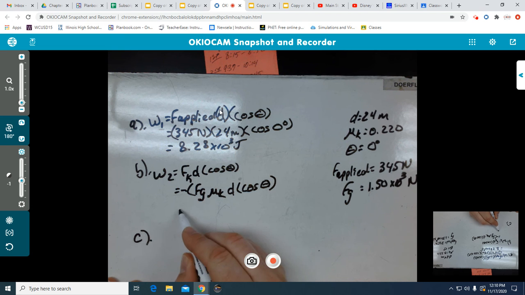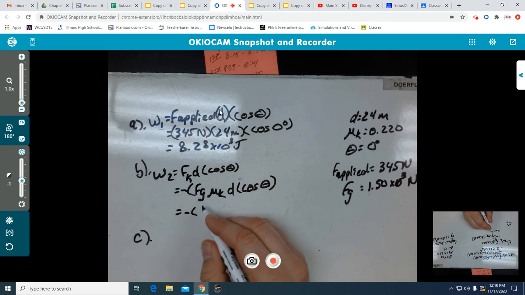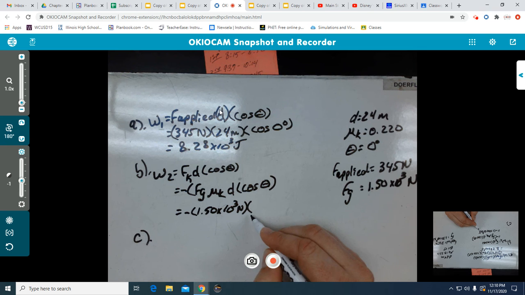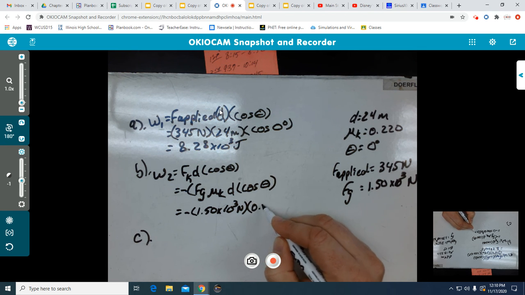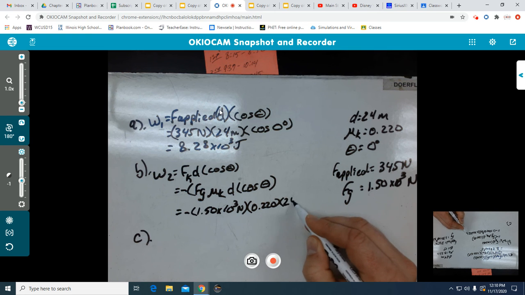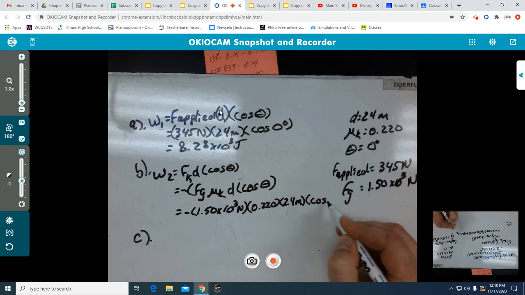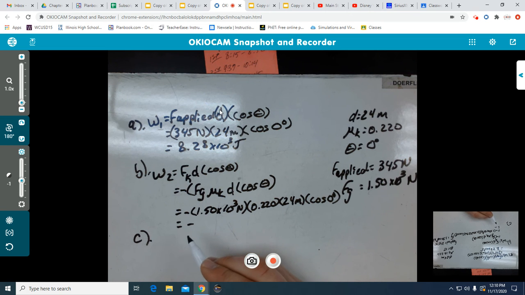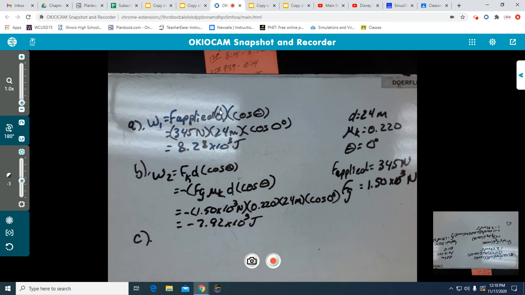We can now go ahead and plug in our numbers. So again, the Fg was 1.50 times 10 to the third newtons. Coefficient of kinetic friction was 0.220. And we had a displacement of 24 meters and a cosine of 0 degrees. Okay, so multiply all that through, we get negative 7.92 times 10 to the third joules.